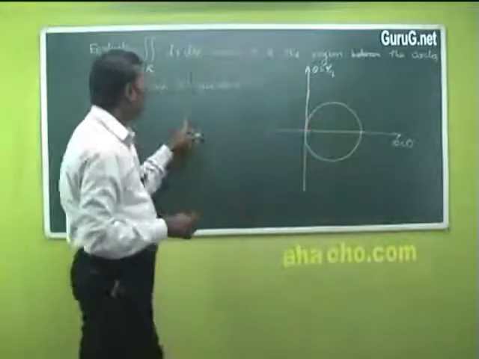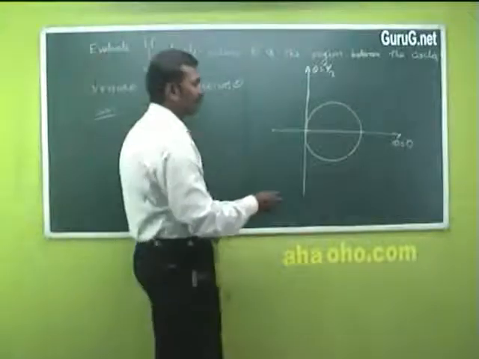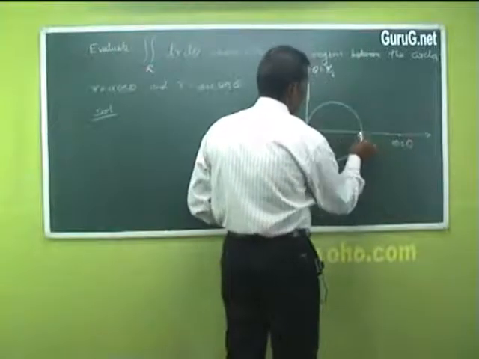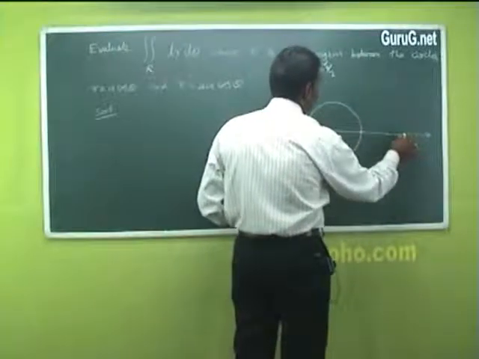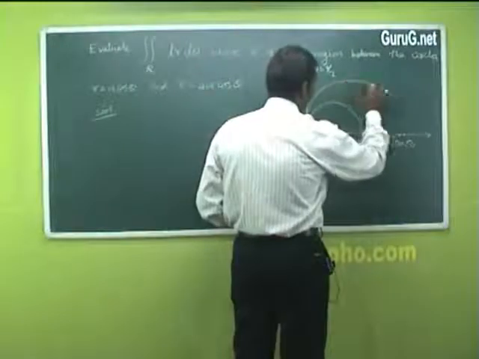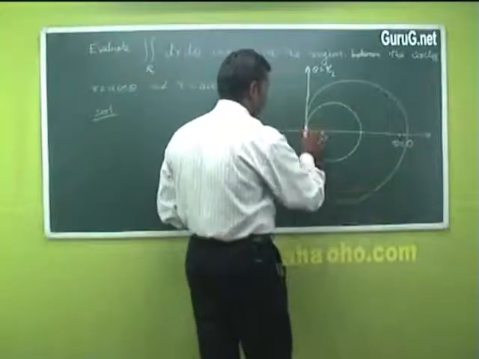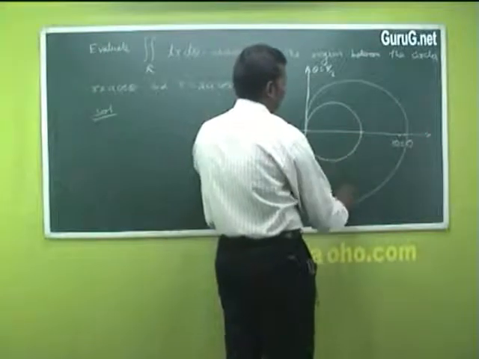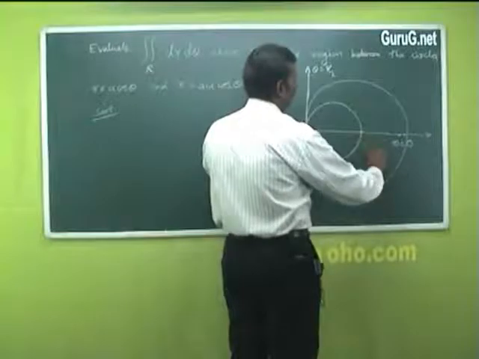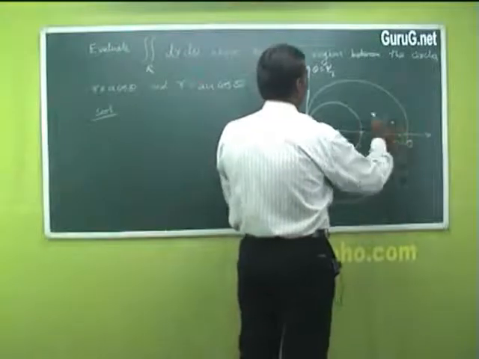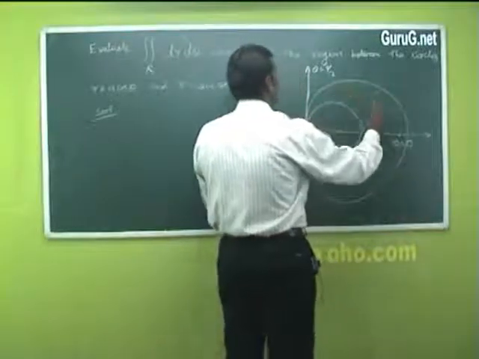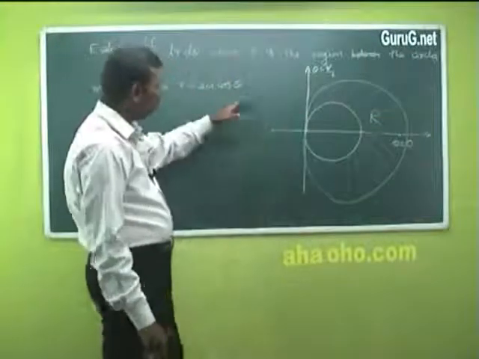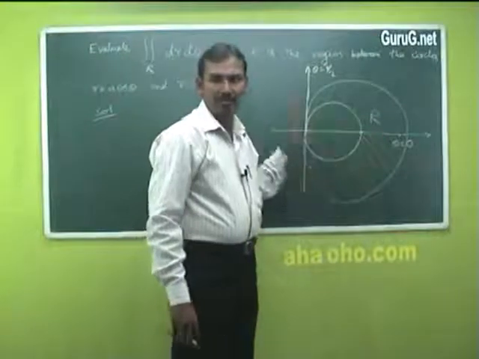Okay. Then r equal to 2a cos theta, so like extend this. So this is a and this is 2a, right? So the circle is given like this. So between the circles, the region is this, right? So this is R. This is R, right? So evaluate this double integral over this region R, right?